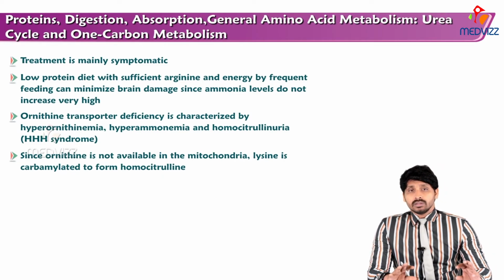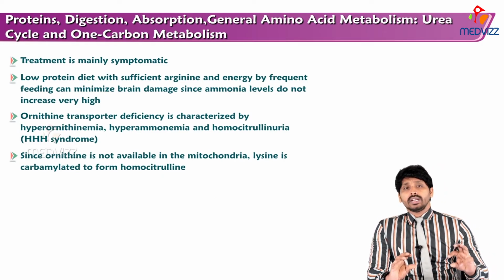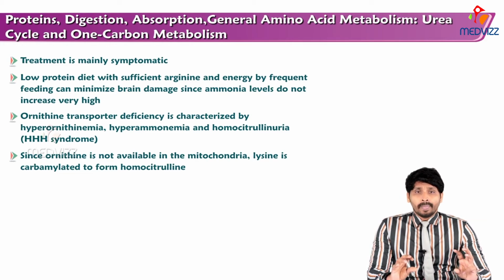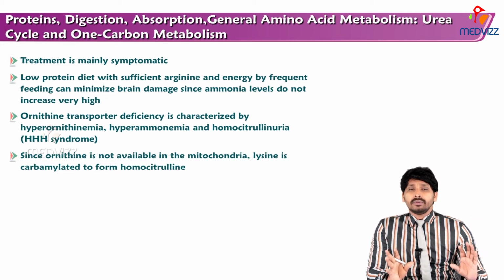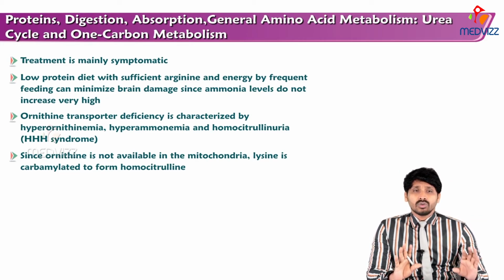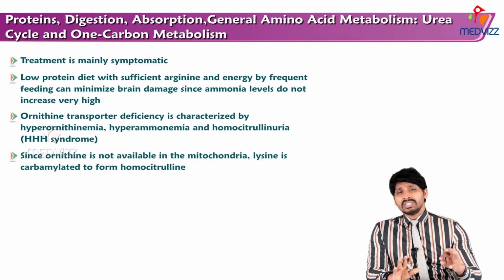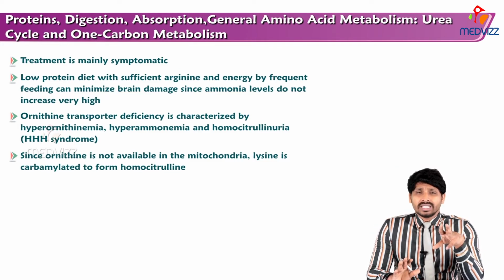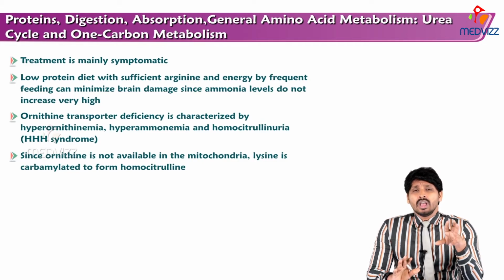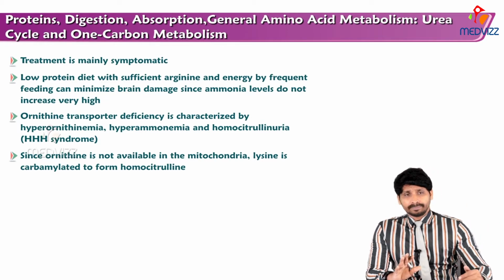Treatment is mainly symptomatic. A low protein diet with sufficient arginine and energy by frequent feeding can minimize brain damage since ammonia levels do not increase very high. Why? Because arginine, involved in the making of NAG, stimulates NAG synthase, and when NAG synthase is activated, more NAG is formed, and this N-acetyl glutamate stimulates CPS1 to convert ammonia into the next product, that is carbamyl phosphate.